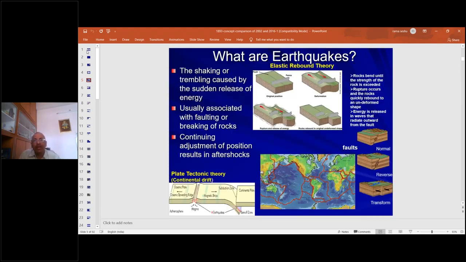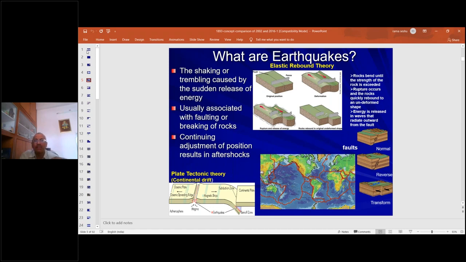Okay. Now, when it comes to earthquakes, if you ask what an earthquake is, the answer is the shaking and trembling caused by the sudden release of energy. Normally, this is associated with faulting or the breaking of rocks in the crust of the earth. There is a continuous adjustment of the position of these rock masses, which results in aftershocks, etc.